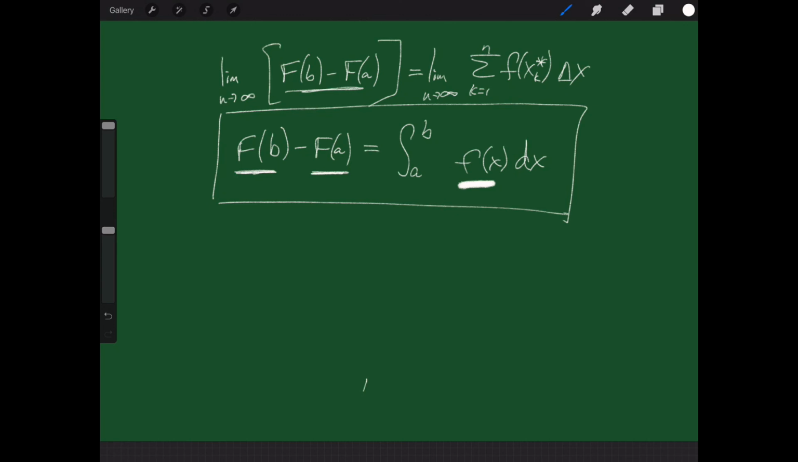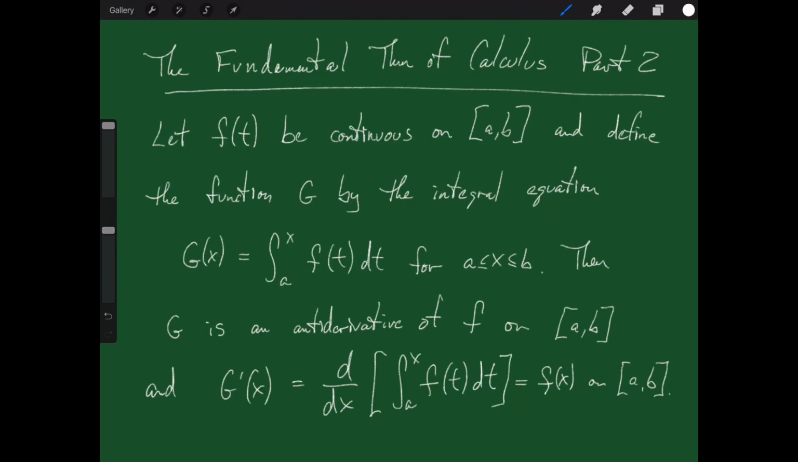Now let's talk about the second part. Now for the second part of the fundamental theorem of calculus, and this one I'm not going to prove, I'm just going to present it to you, and then we're going to talk about what it means. The fundamental theorem's second part says, let f of t be a continuous function on a closed interval ab, and then define the function capital G by this integral. So capital G is the integral from a to x of f of t dt.